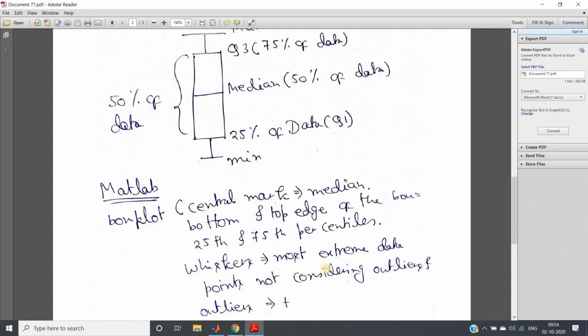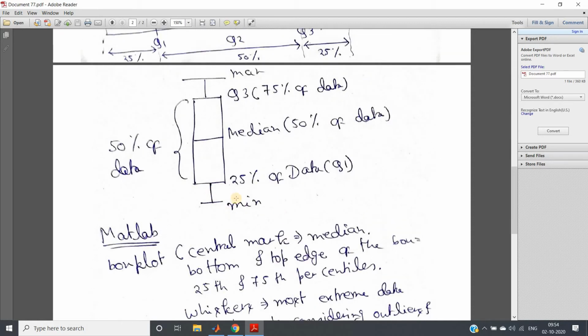Okay, so the most extreme data points are not considered as outliers. So what is that? This particular max or min, whatever we are calculating, we are ignoring outliers, because outliers are data points which differ from the rest of our data set by a huge amount. So while calculating this max or min, we are not considering those outliers. Okay, keep this in mind.